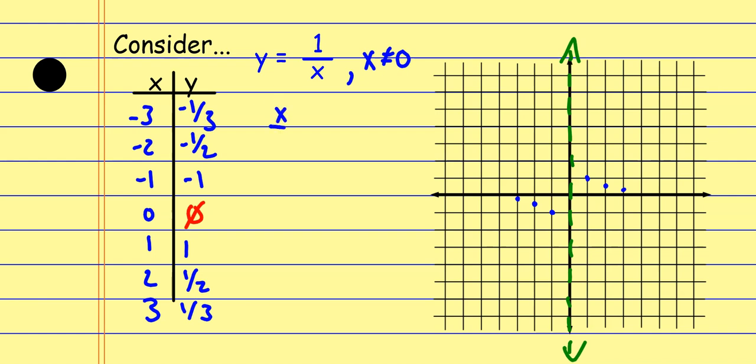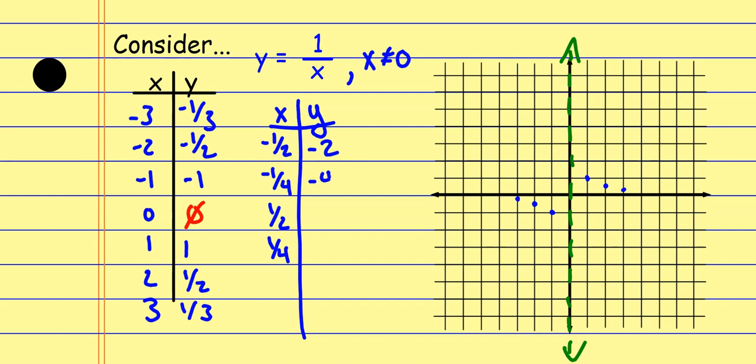Values like this, if I expand my xy chart a little bit, and maybe I try something like -1/2, or maybe -1/4, or maybe +1/2, or +1/4. Start plugging in some fractions to bring me closer to the x value of 0. If I plug in -1/2, 1 divided by -1/2 is -2. Remember, dividing by a fraction is the same as multiplying by the reciprocal. 1 divided by -1/4 is -4. 1 divided by +1/2 is +2. 1 divided by 1/4 is +4.